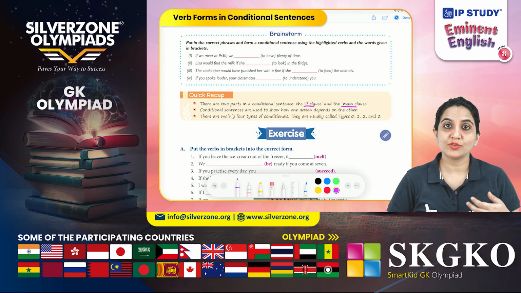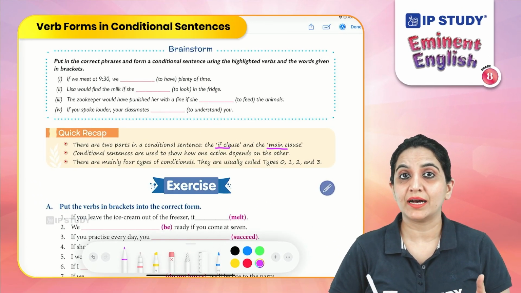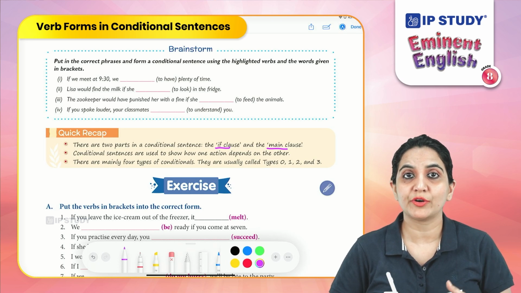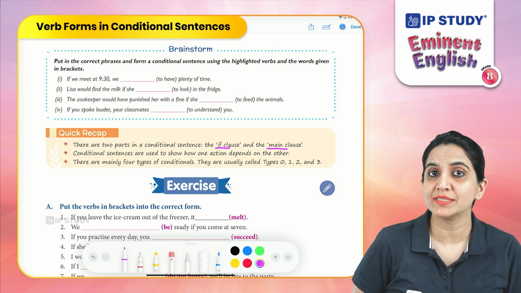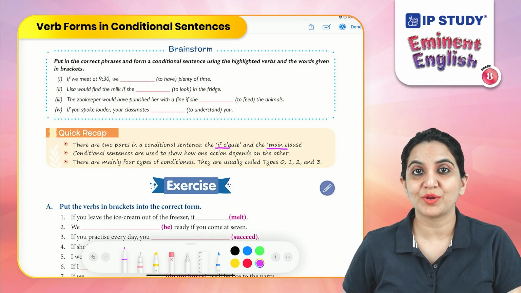Type 1 is used when there is an open condition. Type 2 is used when we are in unreal situations, when we're talking about improbable conditions. And type 3 when something did not happen. So that was all about it.